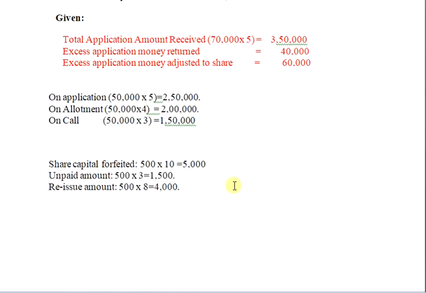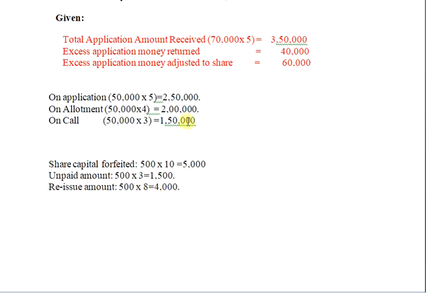Coming to the forfeited shares: 500 shares are forfeited. Forfeited 500 into 10 face value becomes 5,000. Unpaid amount: 500 into 3, as the call amount is 3 and they didn't pay, becomes 1,500. Reissue amount: 500 into 8 that we are reissuing becomes 4,000.